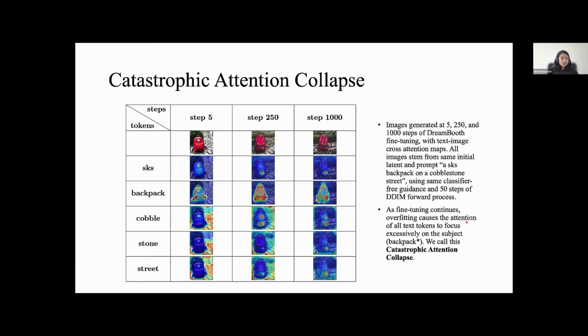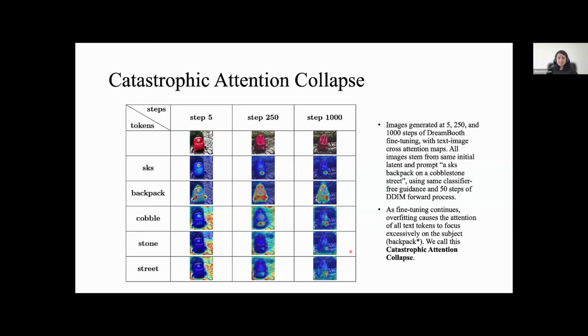Okay, so let's look at the attention maps. In text-to-image diffusion models, text conditioning is achieved through cross-attention layers, and these significantly influence the generated image layout. This has been well known now, and that is the motivation to look at the attention maps and try to understand what happens as the model starts overfitting.